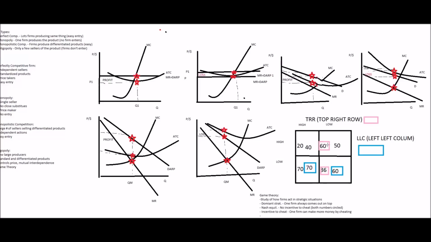So 60, this is your right side. It's your left side, sorry. 60 is greater than 20, so you choose 60. And in our bottom part, 86 is greater than 70, so you choose 86. Now, none of these firms are experiencing a Nash equilibrium, but that's just to get the gist of it.